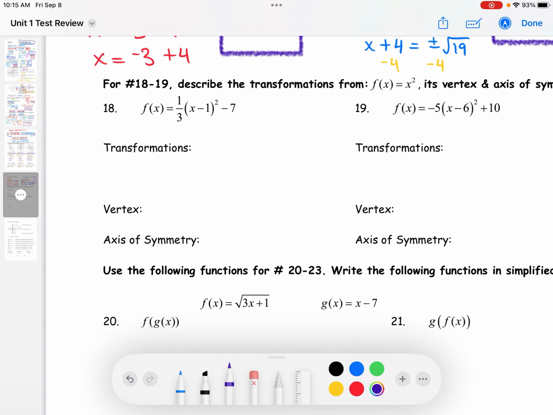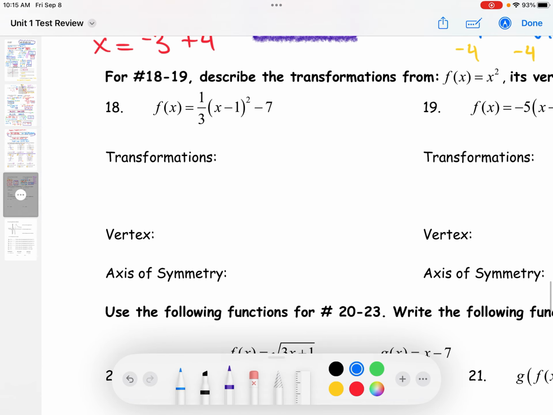So let's talk about some transformations. If we look at 18, it's a quadratic equation. Everything except the x and the square causes a transformation. So if we look at the transformations, think order of operations. Inside parentheses first, that's a minus 1. Inside the function, it's left, right, but it feels backwards. So that will be right 1.